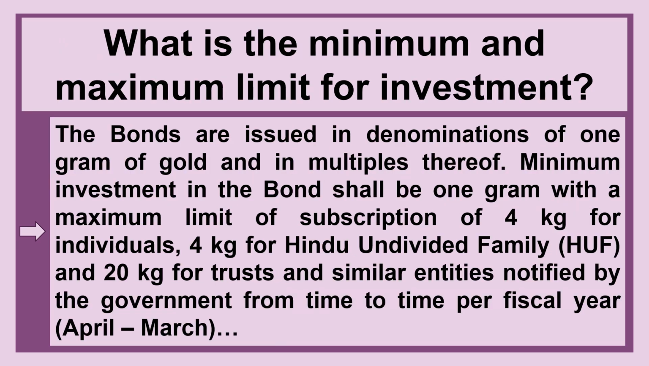What is the minimum and maximum limit for investment? The bonds are issued in denominations of 1 gram of gold and in multiples thereof. The minimum investment in the bond shall be 1 gram with a maximum limit of subscription of 4 kg for individuals, 4 kg for Hindu undivided family (HUF) and 20 kg for trusts and similar entities notified by the government from time to time, for the fiscal year April to March.